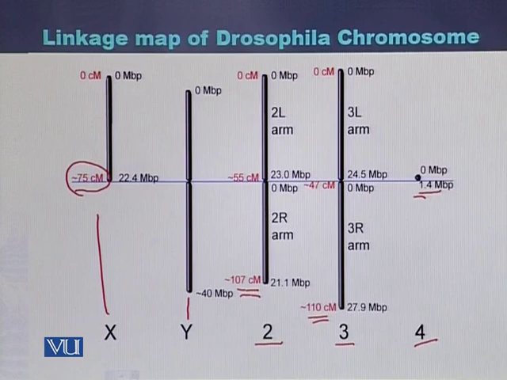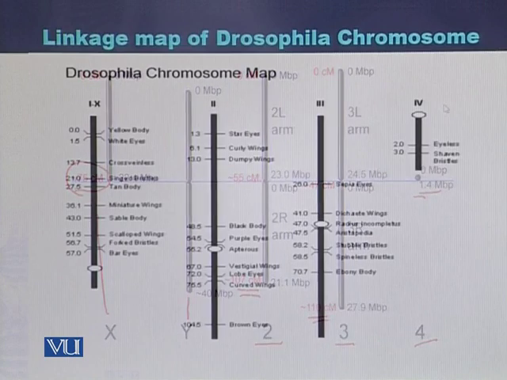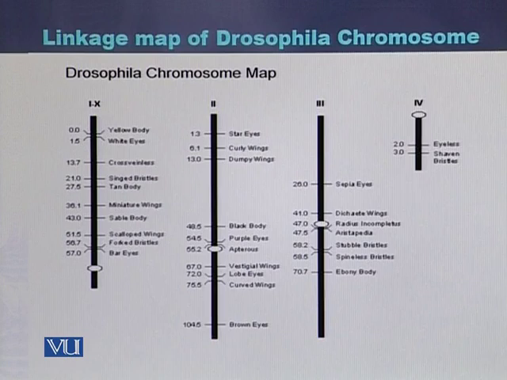1.5 million bases. The length of the chromosome is described in terms of centimorgan, while the physical data or the genes can also be described in terms of million bases or megabases. This is the Drosophila chromosome map and the position of different genes on the Drosophila chromosomes.